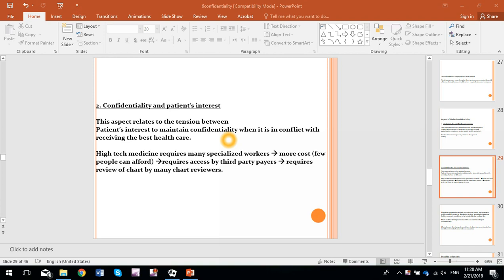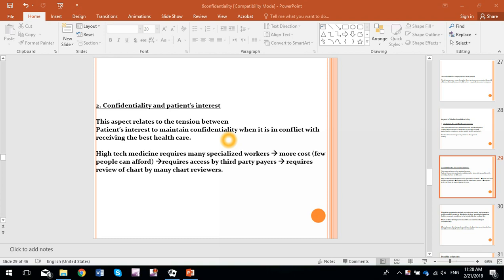High-tech medicine requires many specialized workers, which means more cost. In this case, few people can afford to pay for this cost. This required access by third parties, which are the insurance companies, and the insurance companies being involved in the cost requires review of the chart by many chart reviewers.